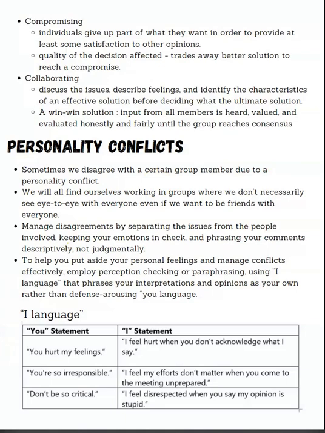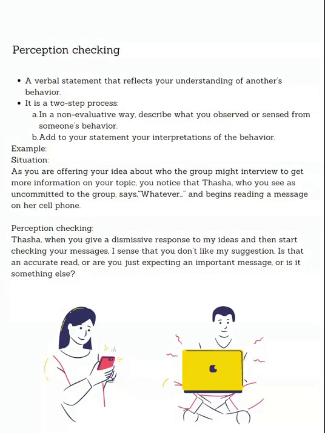Now let's look at what perception checking is. Perception checking is checking the person's behavior. For example, let's say you're offering an idea to your group, and during that moment you see one of your group members named Tasha being very uncommitted, just saying whatever and then checking the phone. So how do you do perception checking?